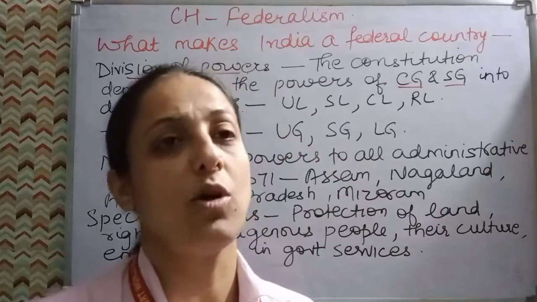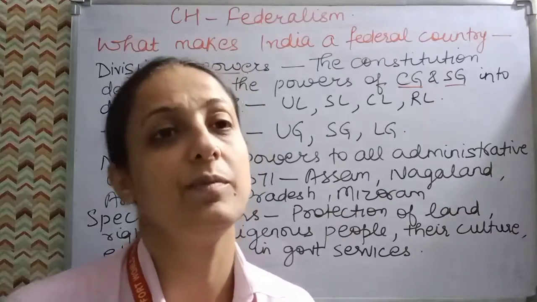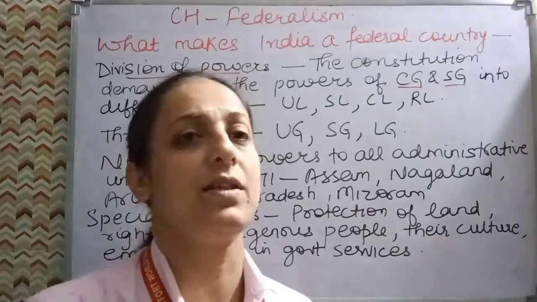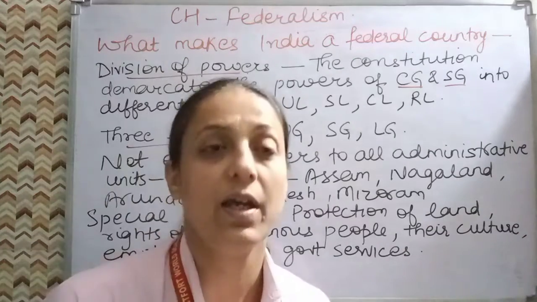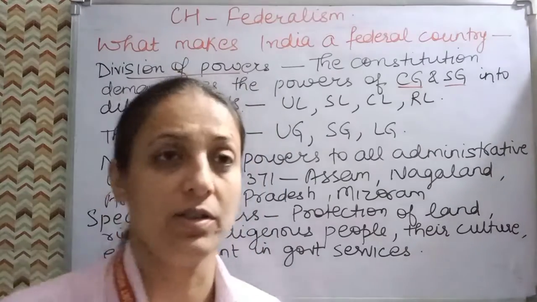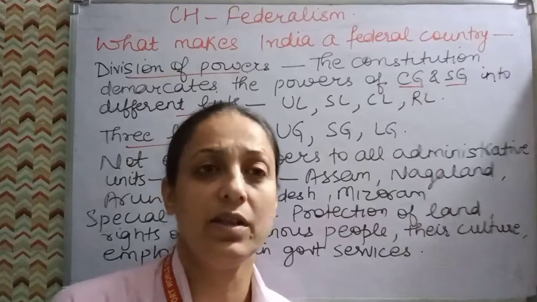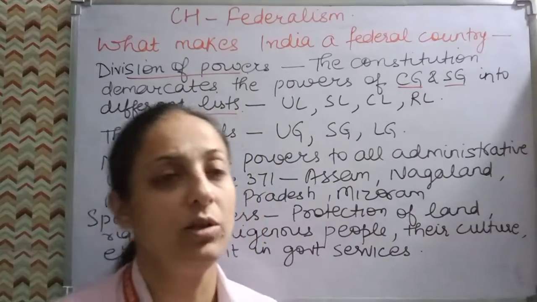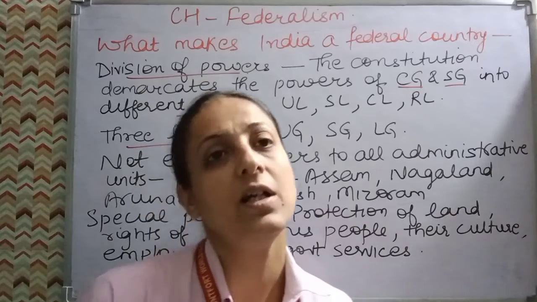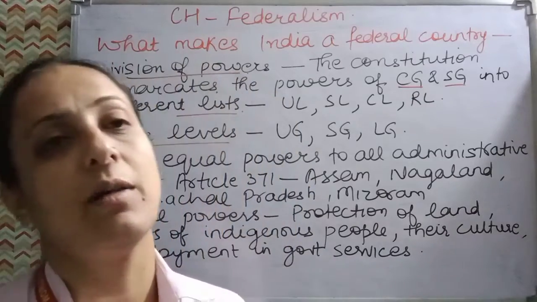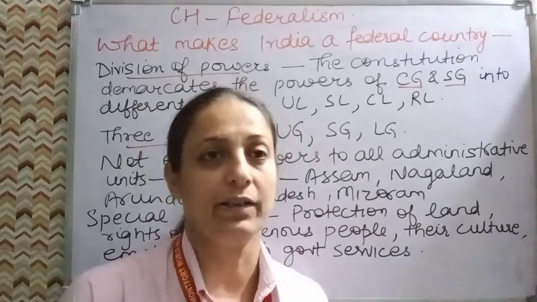Then in the case of the concurrent list, both the state government and the central government can make the law. Like education, marriage, adoption. So in these areas, both the central government and the state government can make the law. But in case of conflict, the law of the central government will prevail in the case of the concurrent list.